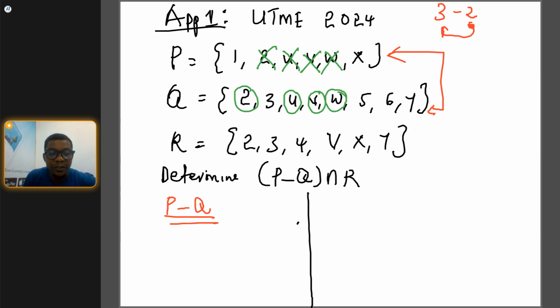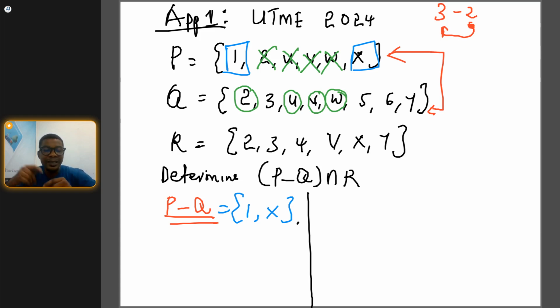So what you notice is that we are left with just 2 elements in P. After the subtraction has taken place, we are left with 2 elements. That is 1 and X. So subtracting Q from P, the answer is 1, X. After we've subtracted the elements that are in Q from the ones in P, what was left in P was 1, X. I believe that is clear.